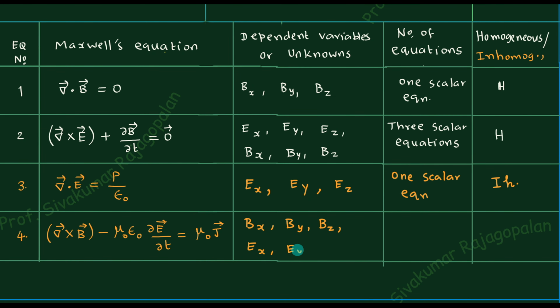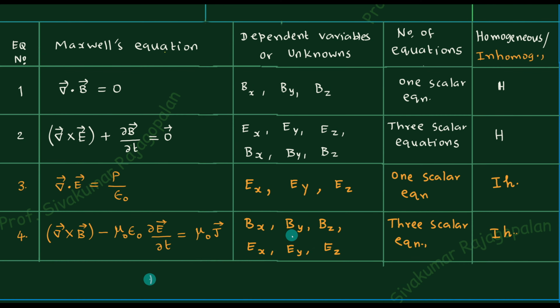Here, of course, capital J should not be included. Capital J is current density, that is a known quantity. And three scalar equations are there. And once again, this is an inhomogeneous differential equation. So that's all fine. But now the question comes, why did we do this?